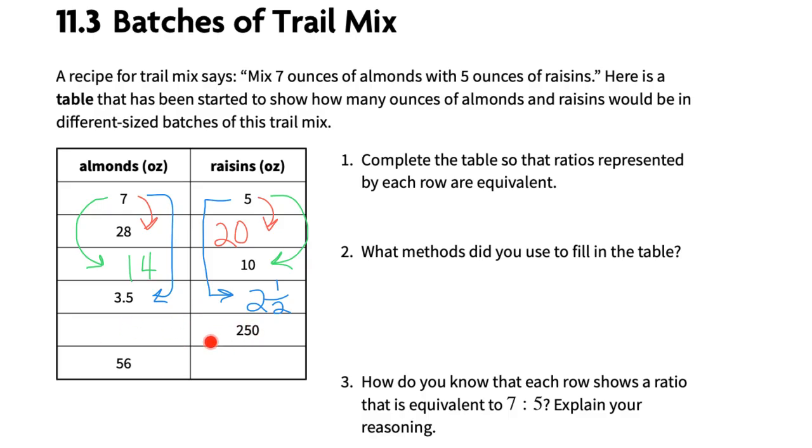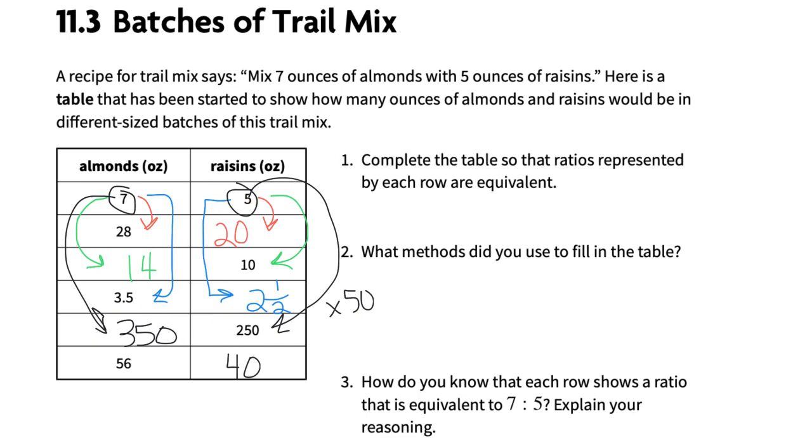Continuing on, we have a blank right here. So how do you go from 5 to 250? Well, you multiply by 50. So 5 times 50 gives you 250. We're going to do the same thing: we're going to take the 7 times 50, and that gives us 350. And then the last one, 7 times 8 is 56, so we're going to do 5 times 8, and that gives us 40.